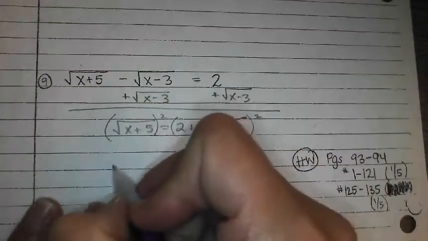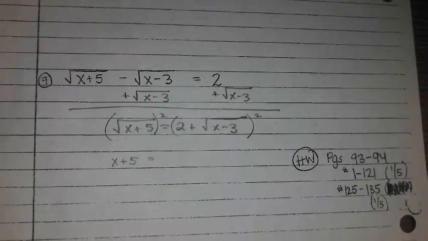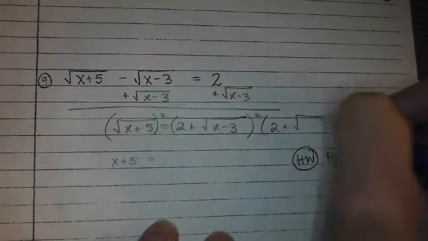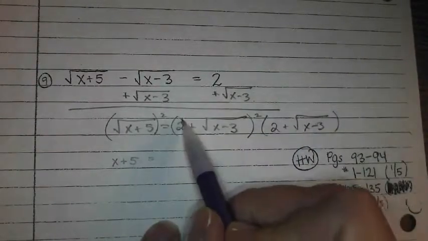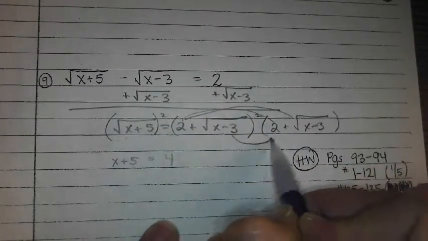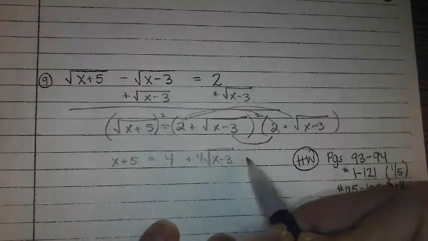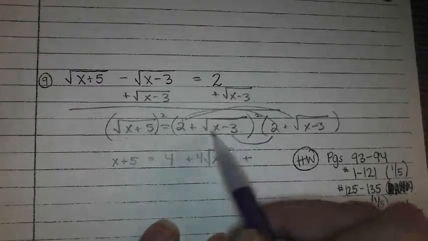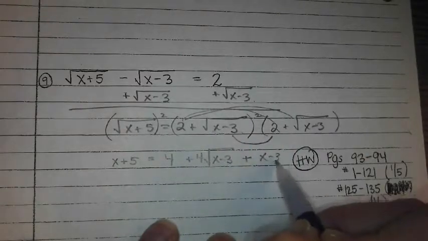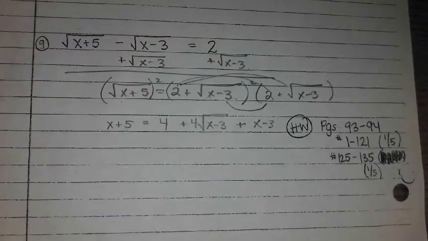Now, on the left-hand side, that's all well and good, because you just have x plus 5. On the right-hand side, that's pretty nasty. You have to square a binomial containing a radical. So when I FOIL there, I get 4 plus 2 of those, plus 2 more of those, which is going to make 4 root x minus 3's, plus root x minus 3 times root x minus 3 is just x minus 3. And the thing is here, it hasn't gotten rid of the radical problem. But at least now we only have one of them.